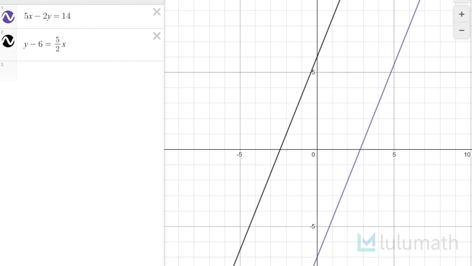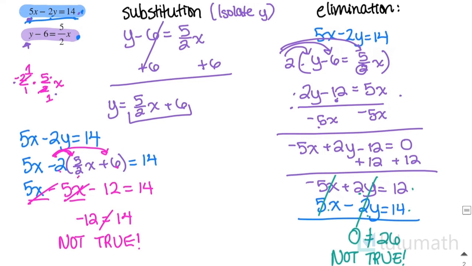Well, parallel lines will never intersect. And in order to have a solution to a system of equations, you have to have an intersection point. So this is why we keep ending up with numbers that will never be allowed to be equal to each other, because there is never going to be a solution to the system of equations. So let's talk about this algebraically just a little bit more. So if you notice right here, when we isolated the y in the purple equation, we ended up getting y equals 5 over 2x plus 6.